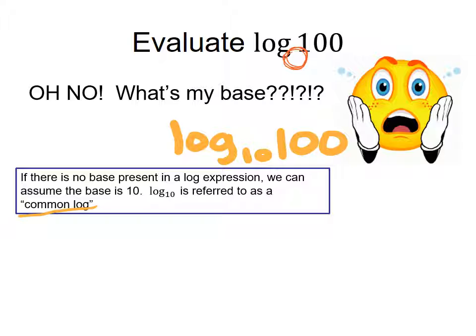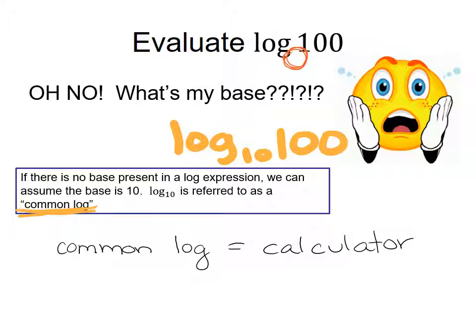Okay? So if there's no base present in the log expression, we can assume the base is 10. Log base 10 is referred to as a common log. Now, also what you need to know about common log, that's what your calculator does. If you type in just log and then a number, it automatically does that base 10. So for example, if I was to type in log of 50 into my calculator, it's actually typing in for me log base 10 of 50. So because our original question here would be a common log, you could just type that in.